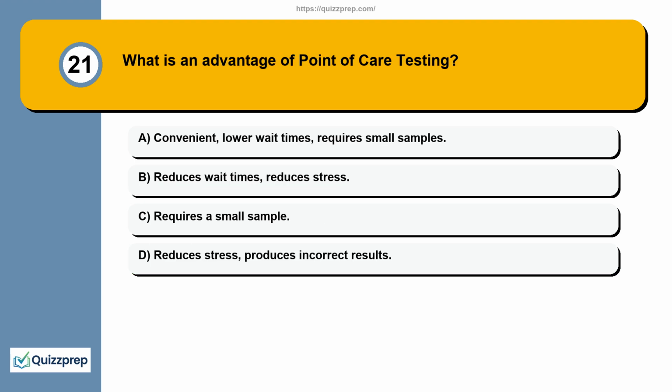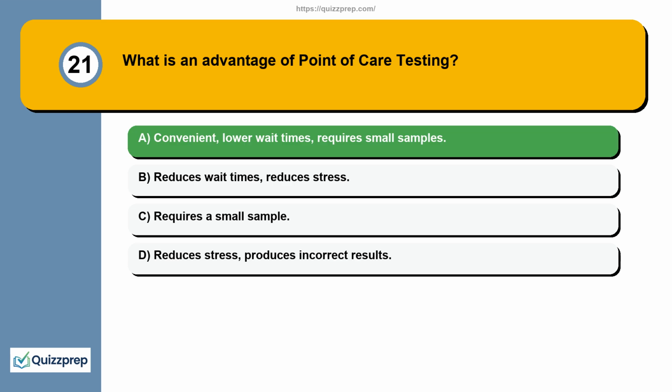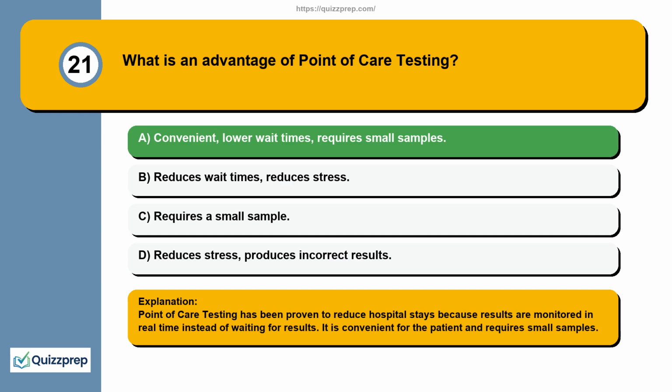Question 21. What is an advantage of point-of-care testing? Convenient, lower wait times, requires small samples, reduces stress, produces incorrect results. Point-of-care testing has been proven to reduce hospital stays because results are monitored in real time instead of waiting for results. It is convenient for the patient and requires small samples.